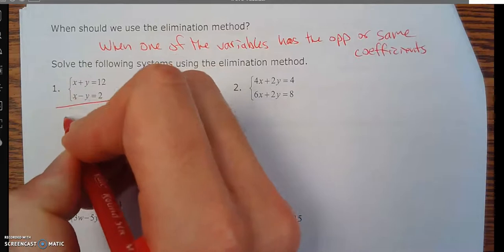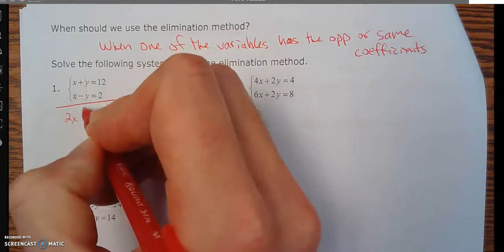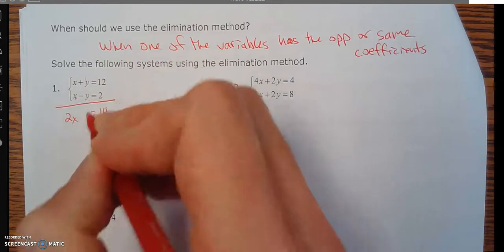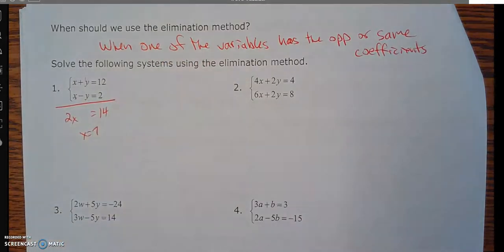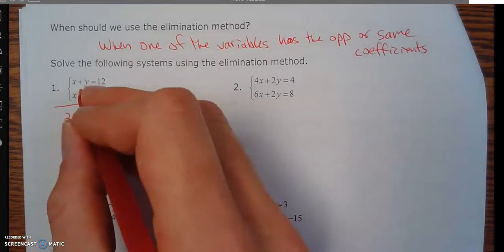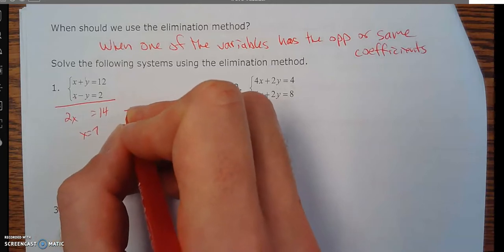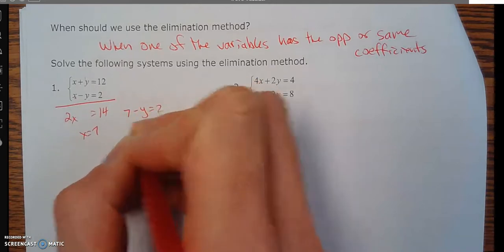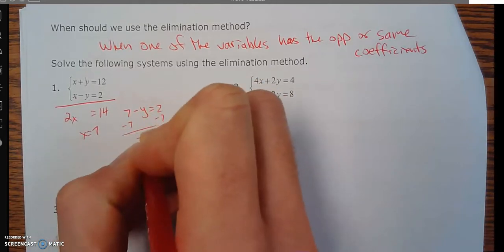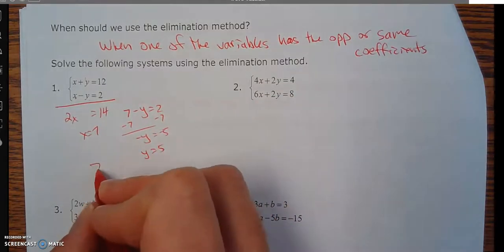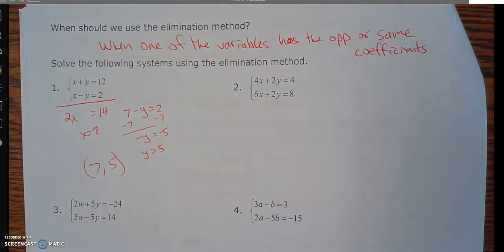So I'm going to add the x's together, that's 2x. Add the y's together, that's 0. Add the coefficients together, that's 14. So that means x is 7. Boy, wasn't that easier than substitution, right? Okay, so if I plug that back in up there, 7 minus y equals 2, subtract 7, negative y equals negative 5. So y equals 5, I get 7 comma 5.